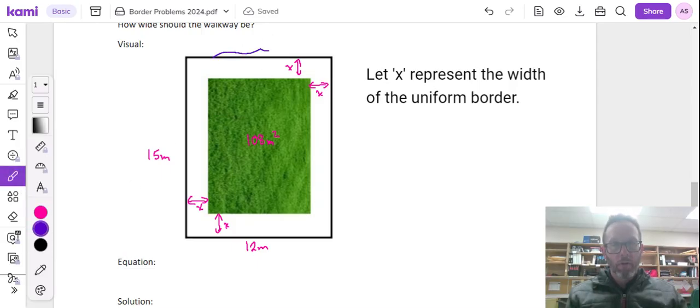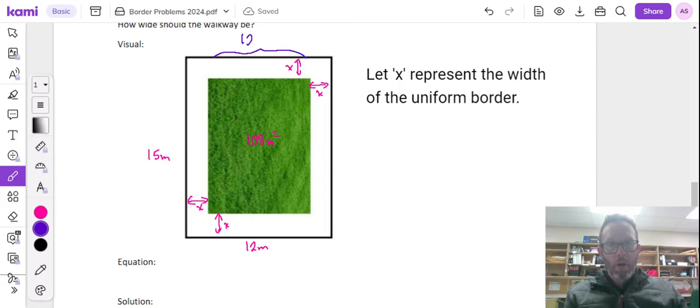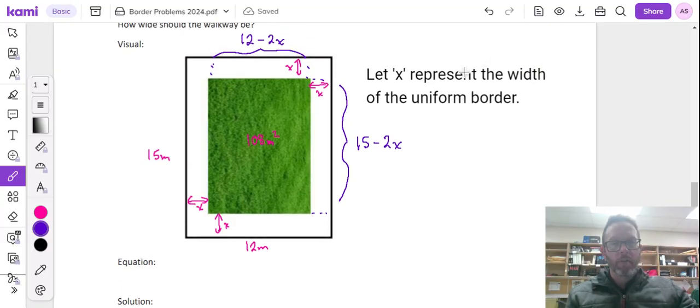So, just like we did before, this side of the lawn is 12 meters, but we're taking off a border on either side, 12 minus 2x. On this side of the lawn, the entire backyard is 15 meters, and we are taking 2 border widths away from each side. So a border on each side, subtract 2x.